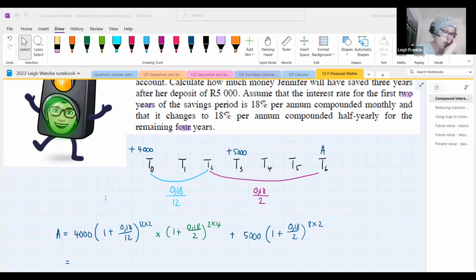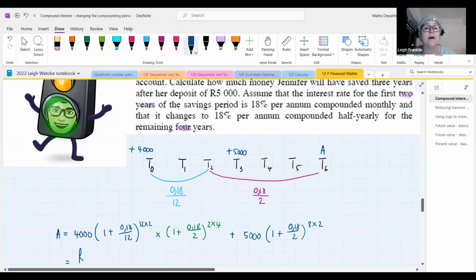Okay, so remember we need to round it off to 2 decimal places. So the 996 at the end is going to push it up. That means that Jennifer is going to end up with 19,779 Rand. Like so. Okay, lucky Jennifer.